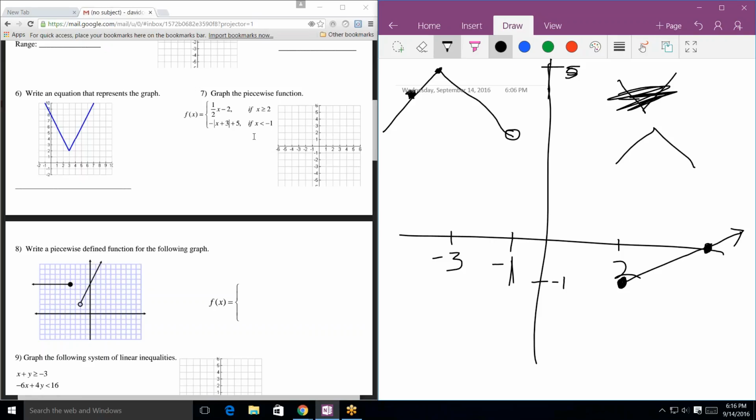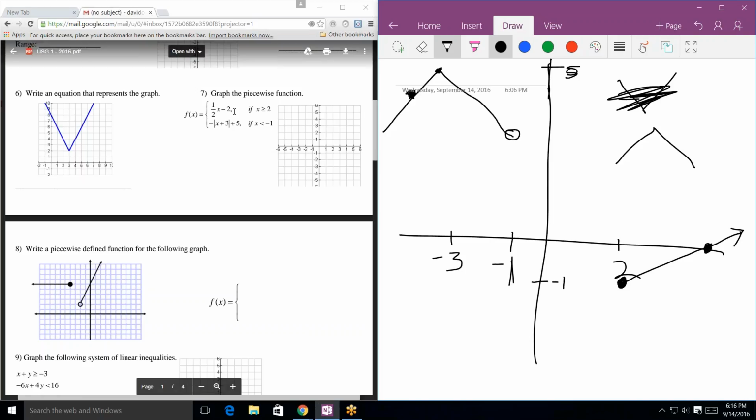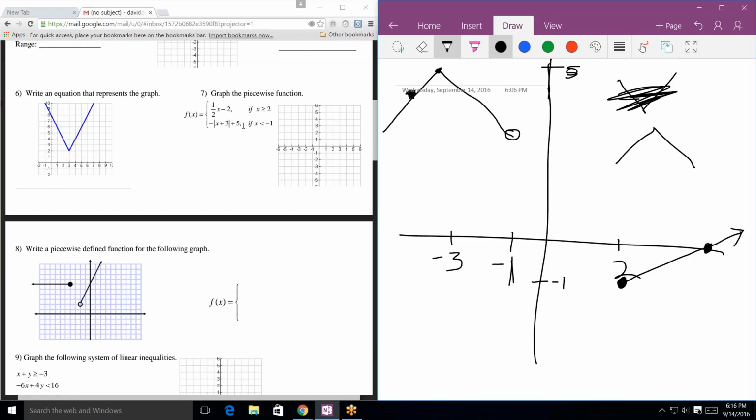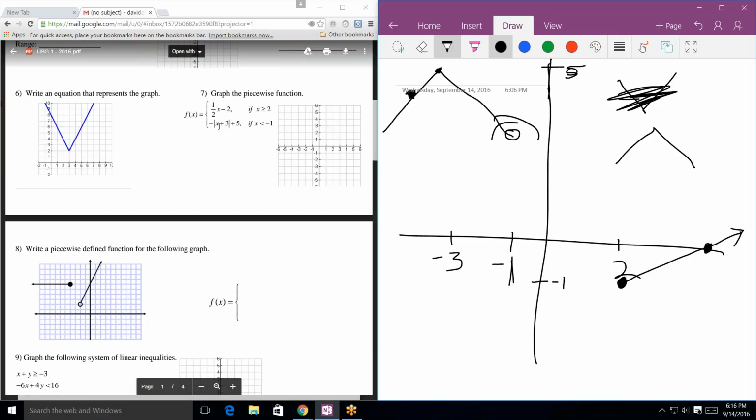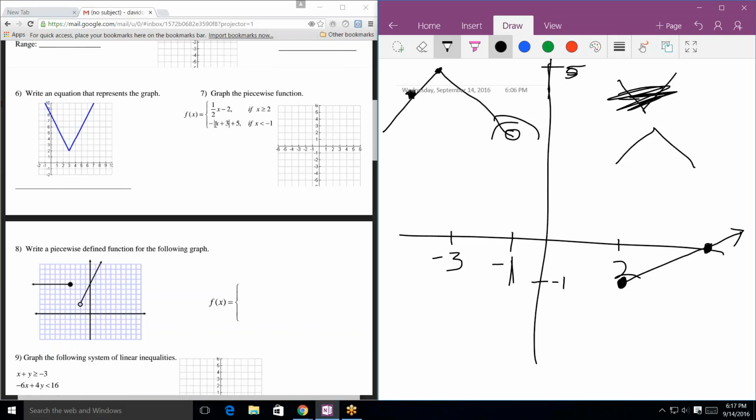This is a little tough. I'm not sure I've had to do a piecewise function where one side was linear and the other was absolute value. But this is not a bad way to do it. Find your starting point and then find your vertex by making whatever's in the absolute value equal to 0. That's the way to do it. That was my vertex, minus 3. In other words, the vertex is minus 3 comma 5.